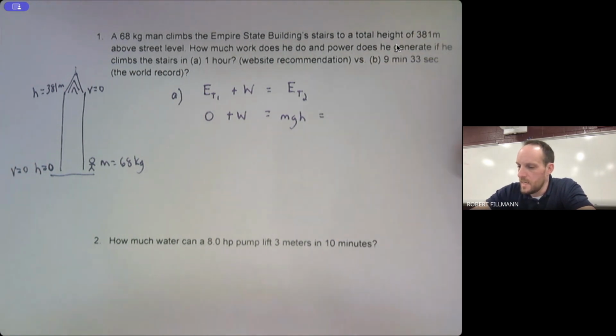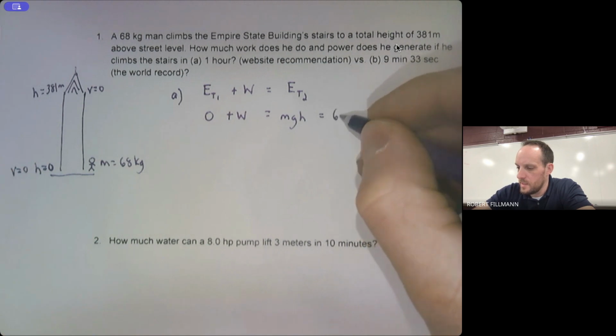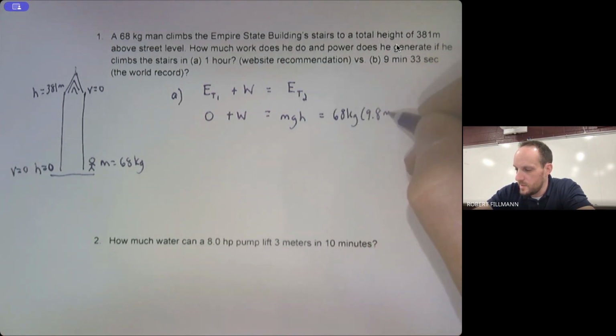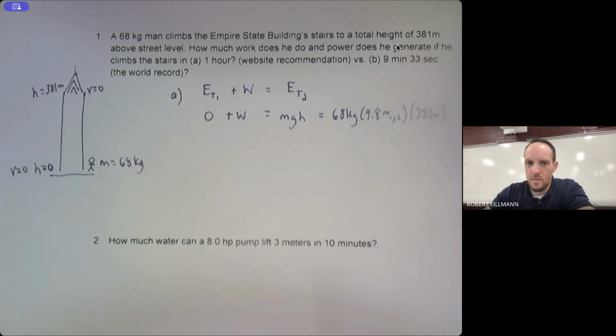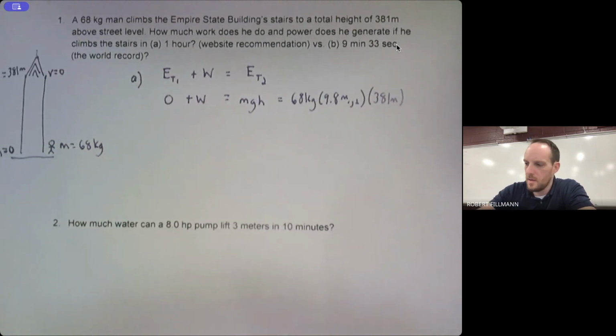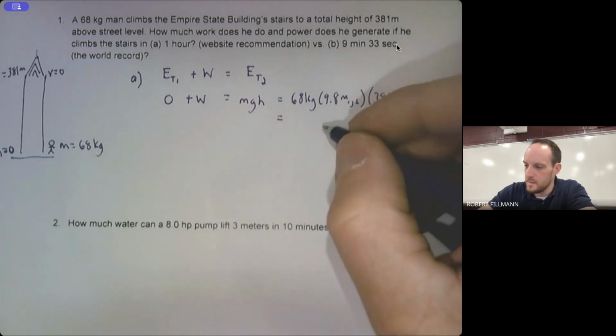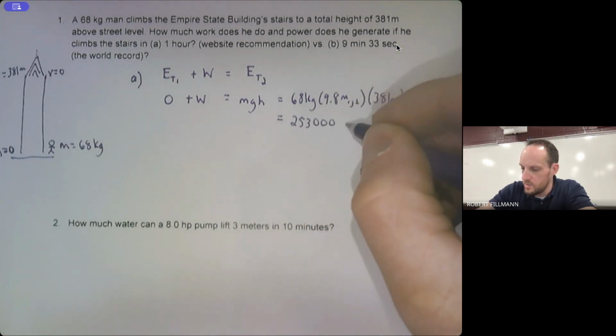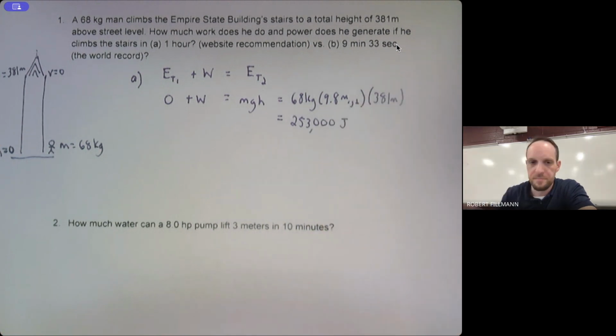So we can figure this out. mgh, 68 kilograms is his mass. The Empire State Building is on the Earth, so we'll use 9.8, and then the height is 381 meters. So we can solve for how much work he has to do to climb the Empire State Building, and it's a decent sized number. It's 253,000 joules of work to get up to the top of the Empire State Building.